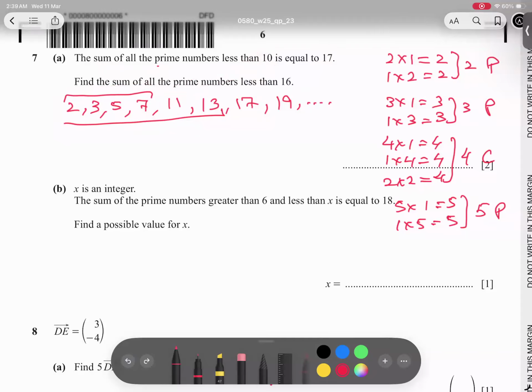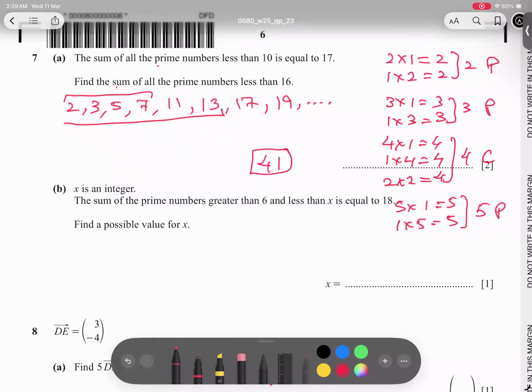Now he's saying find the sum of all prime numbers less than 16. All these numbers are less than 16, so let's add them. 2 plus 3, 5, 5 plus 5, 10, 10 plus 7, 17, and that 17 comes from here. Then 13 gets us to 30, and 30 plus 11 is 41. So 41 is our answer.